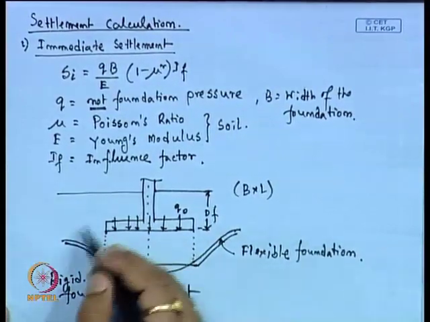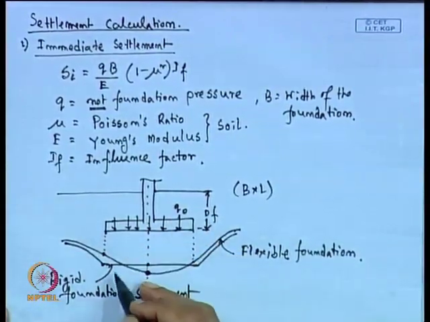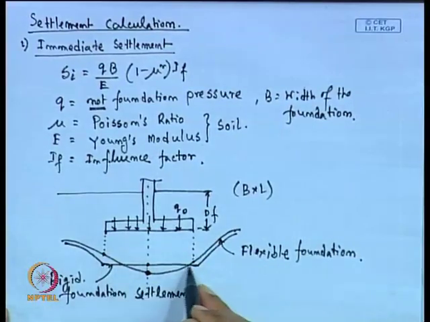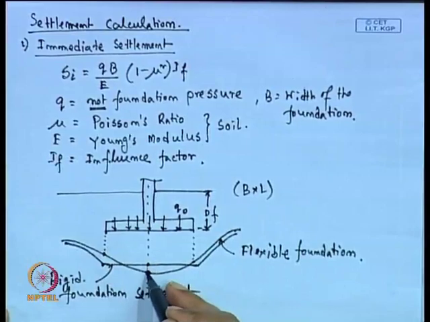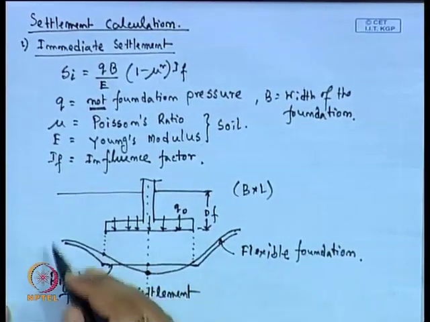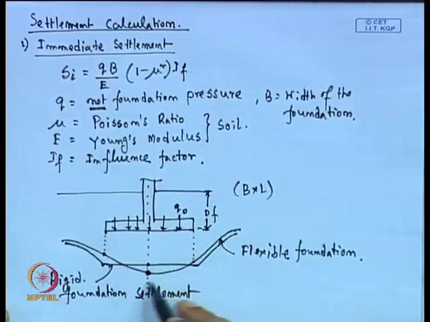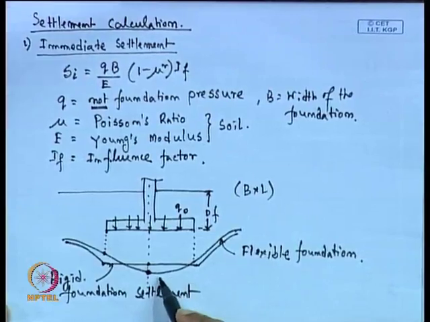So, now if we want to calculate the influence factor, we will get the same influence factor for the rigid foundation, whether at the corner or center. Then we will get different influence factors for the flexible type of foundation at the center and the corner, and then we can consider the average influence factor for the flexible type of foundation.